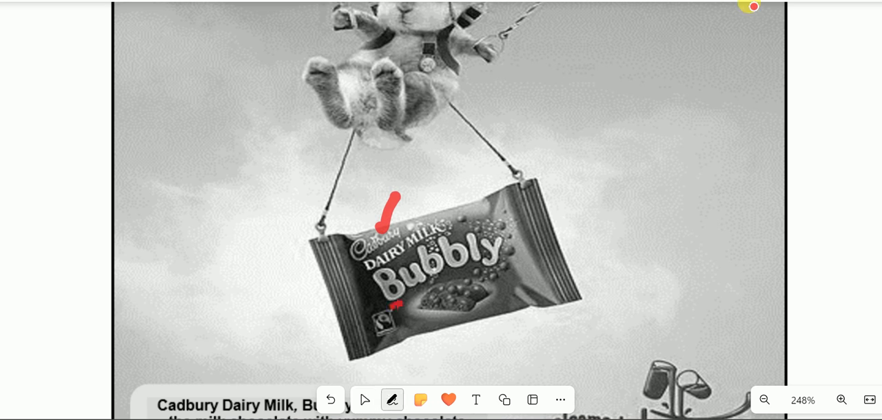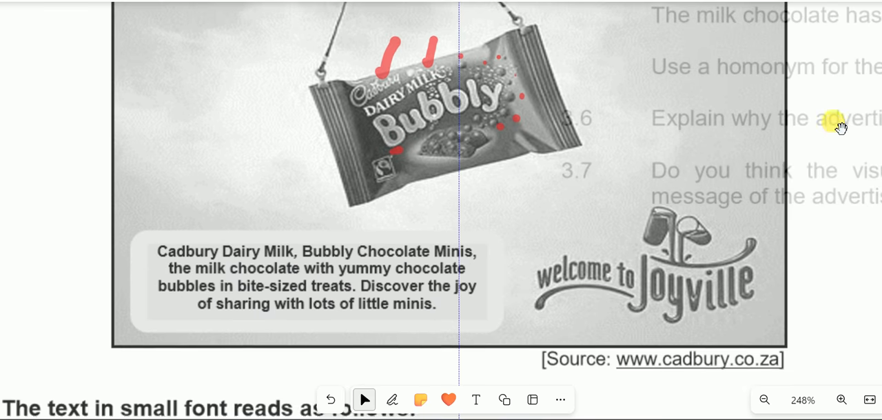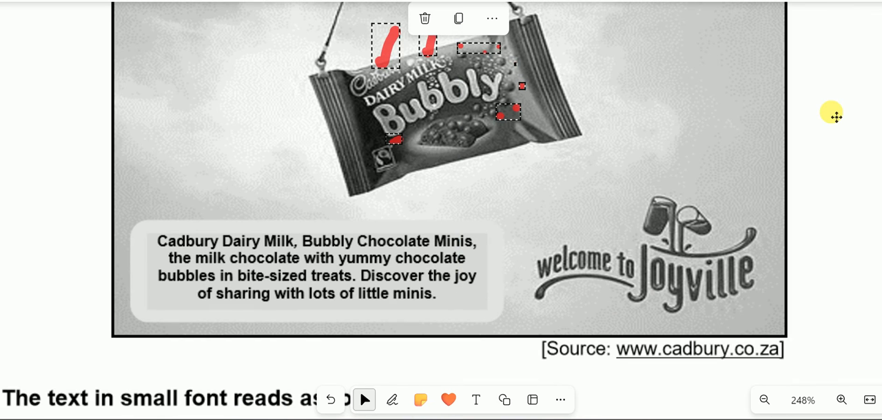So once I see dairy milk, meaning that milk is one of the ingredients used here, and then I see the word bubbly, and here are the small bubbles in the chocolate's wrapper. And then now I continue to analyze. Remember, we go to the message. Cadbury Dairy Milk Bubbly Chocolate Minis. Minis, it means something small, remember?